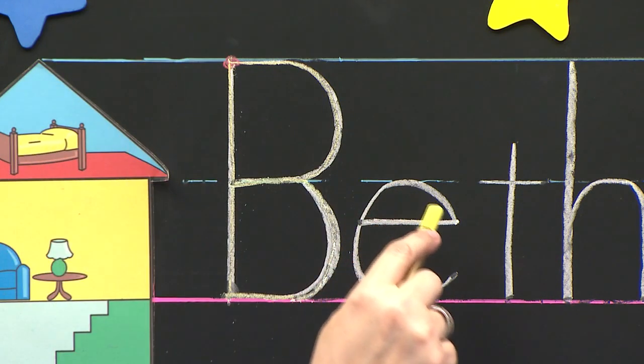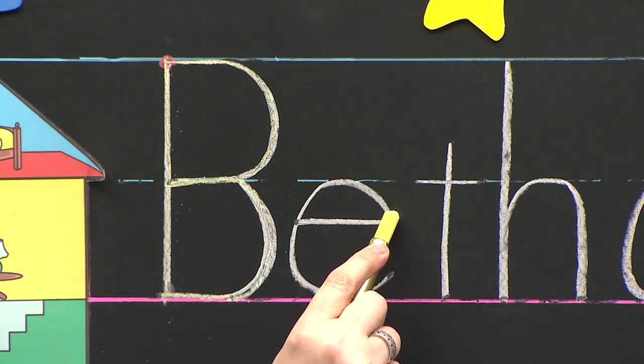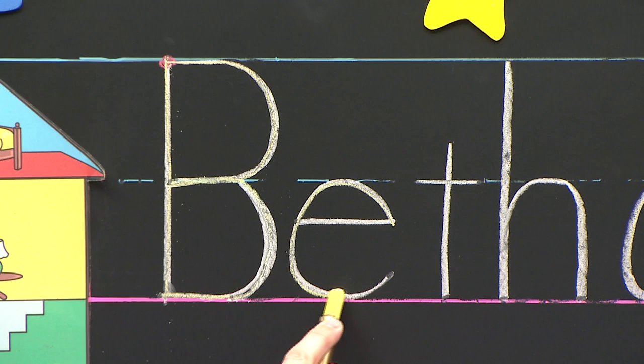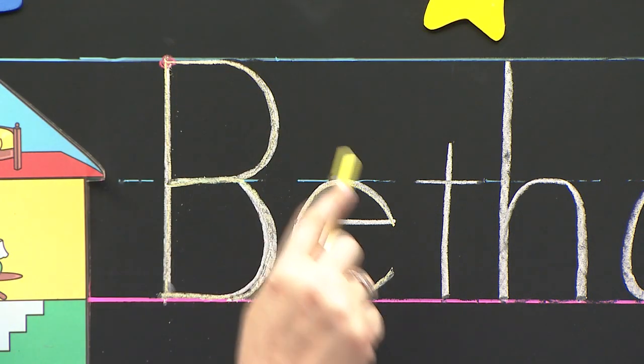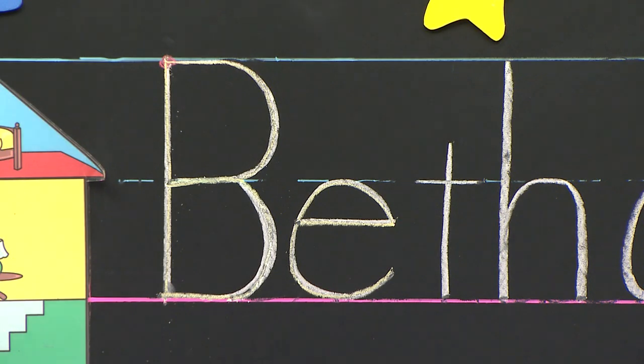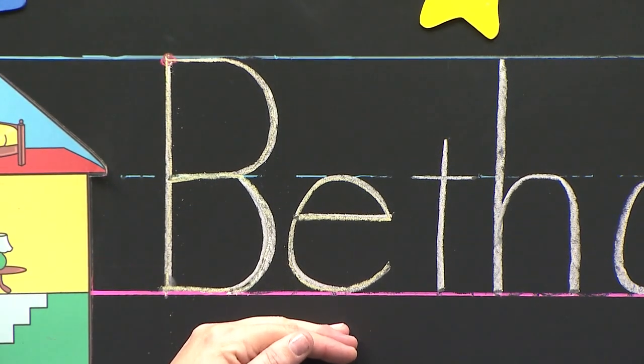Then I'm going to go over to little e. Remember, little e starts in the middle. So I start right here. I curve up to the dotted line. I curve down to the pink carpet and back up just a little bit. I'm not going to close off my circle. Then I go back to the middle and I walk across to close it off. So little e might be in your name. Maybe you have several little e's in your name.